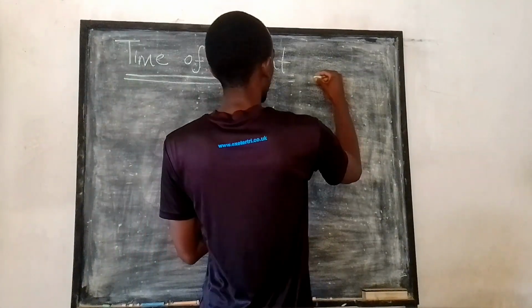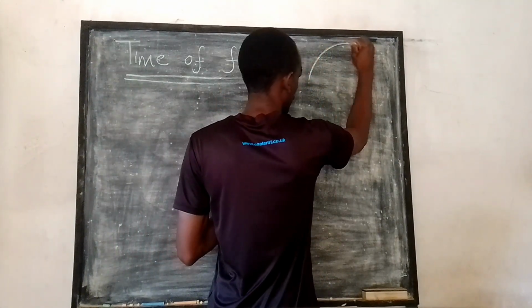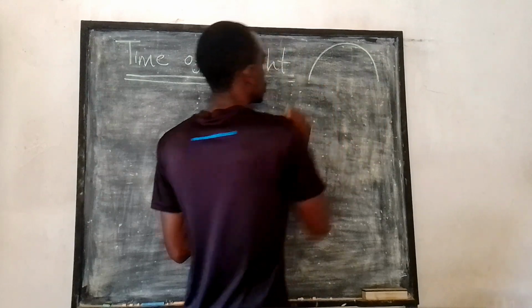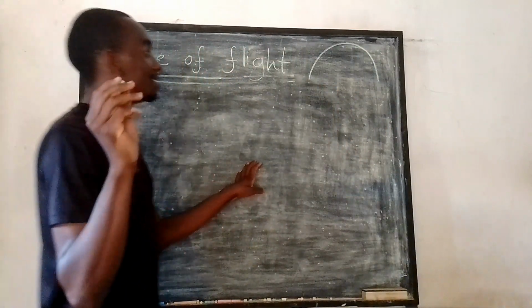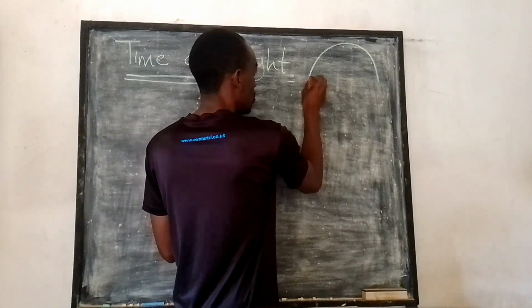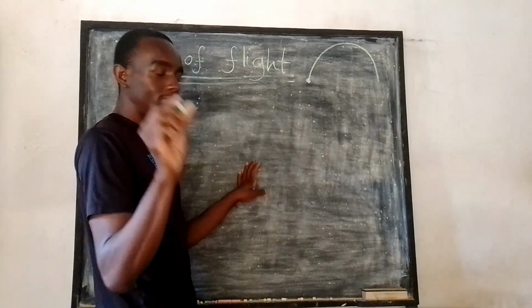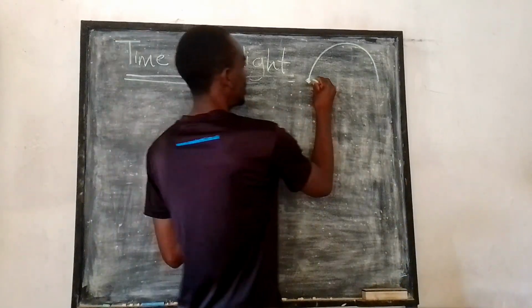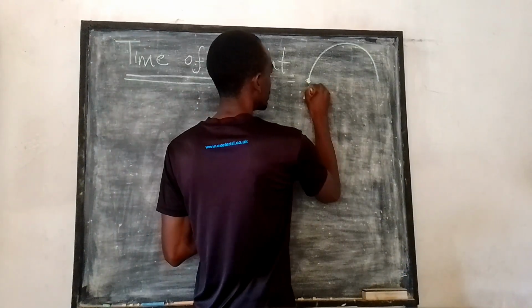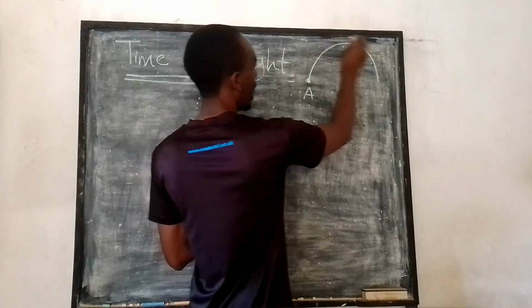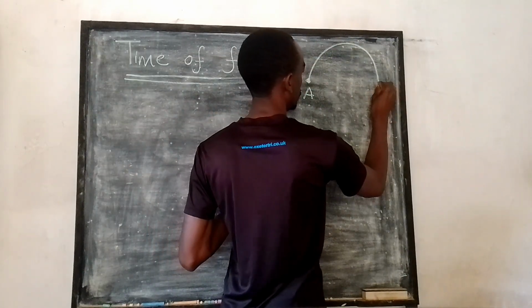What we would call the full cycle of the projectile. Basically it will be something like a parabola, something like this. So the time of flight is the time that the object which has been launched takes to move from this point A up to this point B.